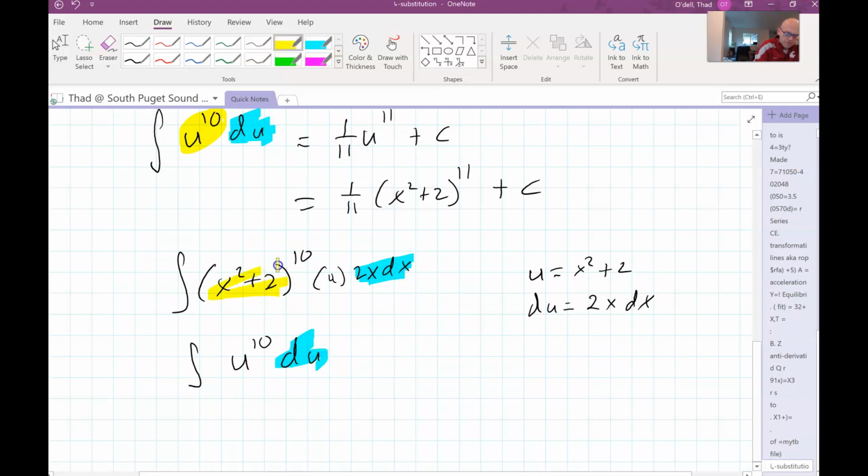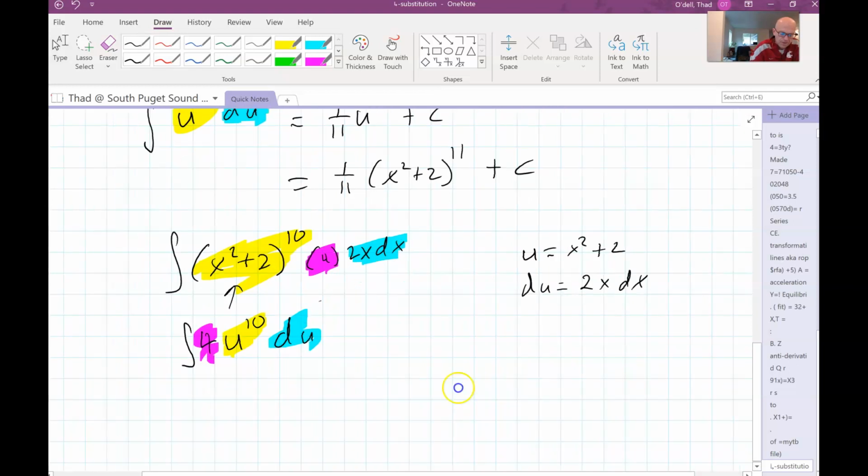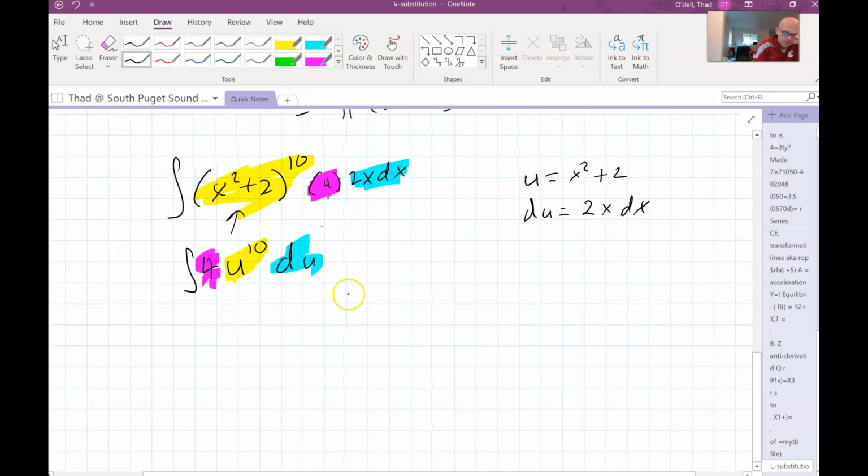This part is taken care of by that part. But we have this extra factor 4 left out. So that's no problem. We can remedy that. I can just multiply everything by 4. And now we've got that part taken care of with this. So again, the key with u-substitution is the new integral you write has to match the old one exactly based on your substitutions. And so now we can go ahead and integrate this. So that'd be u to the 11th, and that'd be 4 over 11 plus c.